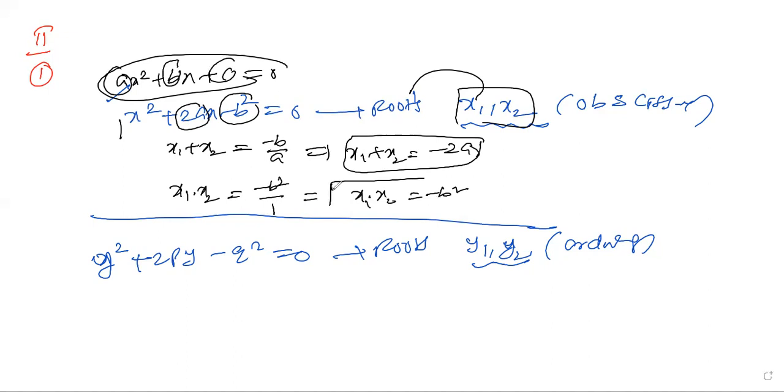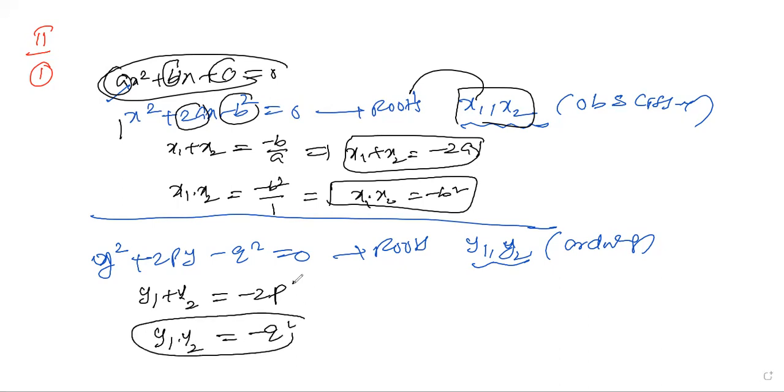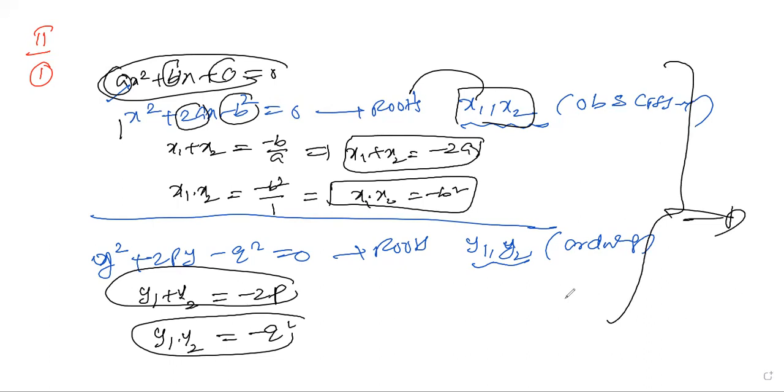Now similarly for the second equation, the same thing. The sum of the roots y1 plus y2 is minus b by a, so it is minus 2p. The product of the roots y1 into y2 is equal to minus q square. These are the relations I took, and they will be helpful to you in the continuation. So x1, x2 are the roots of this equation, and y1, y2 are the roots of the given equation.